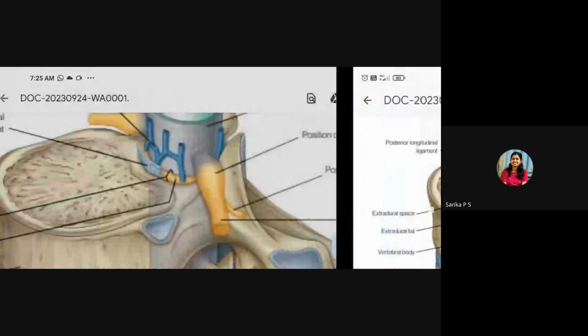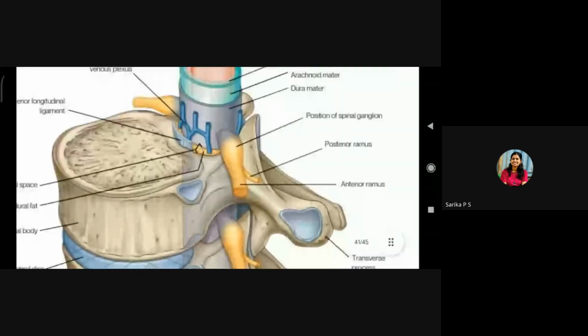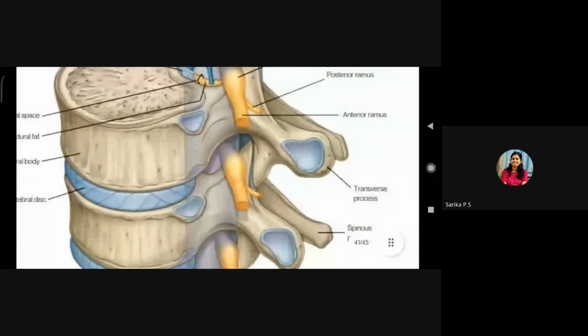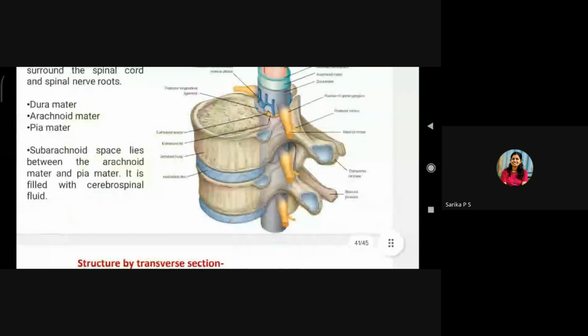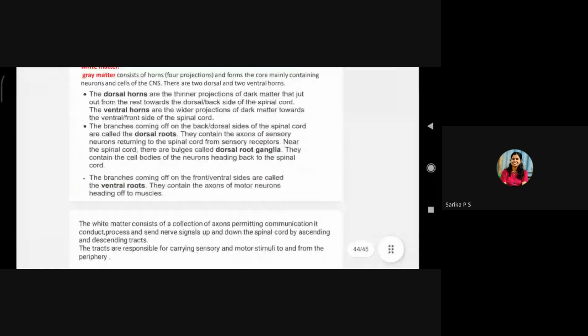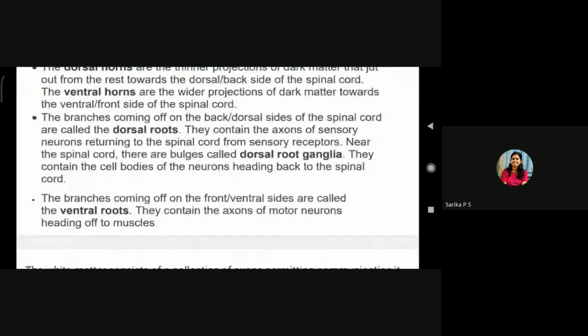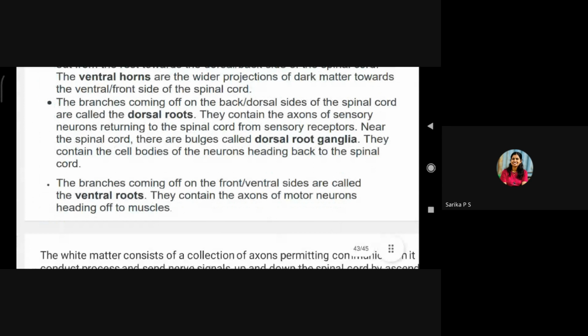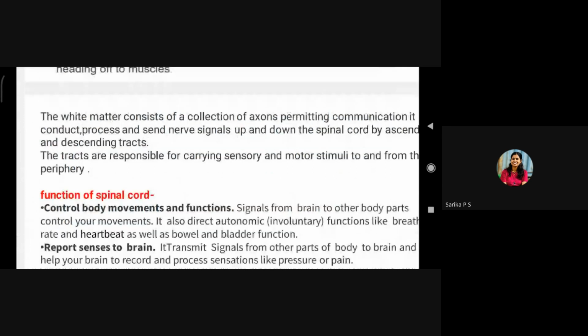And yes, they contain the cell bodies of neurons heading back to the spinal cord. The branches coming off on the ventral side are called ventral roots. They contain the axons of motor neurons heading off to muscles. Okay. The white matter consists of a collection of axons permitting communication.